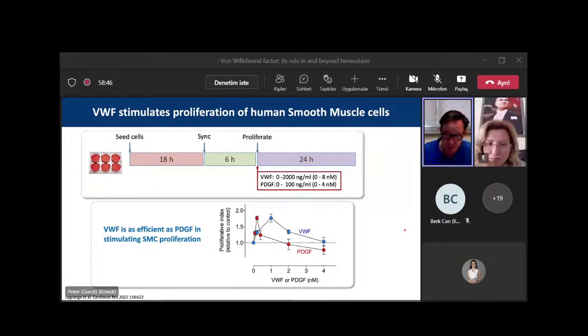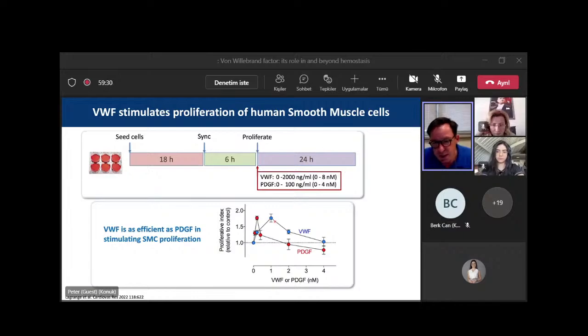Well, that you can do very simply in vitro. You seed cells, you synchronize them for 6 hours, and then you add VWF, and in this case we also added a positive control, PDGF, and you look for 24 hours if there is any increased proliferation compared to the condition where you had nothing. We call that the proliferative index. Without any addition, the cells proliferate, but very slowly. If you add an agonist, PDGF or VWF, the cells will start to proliferate. And indeed, when you add VWF at different concentrations, there is increased proliferation. The extent by which VWF can accelerate smooth muscle cell proliferation is as powerful as what we see for PDGF, which is a very strong inducer of smooth muscle cell proliferation.